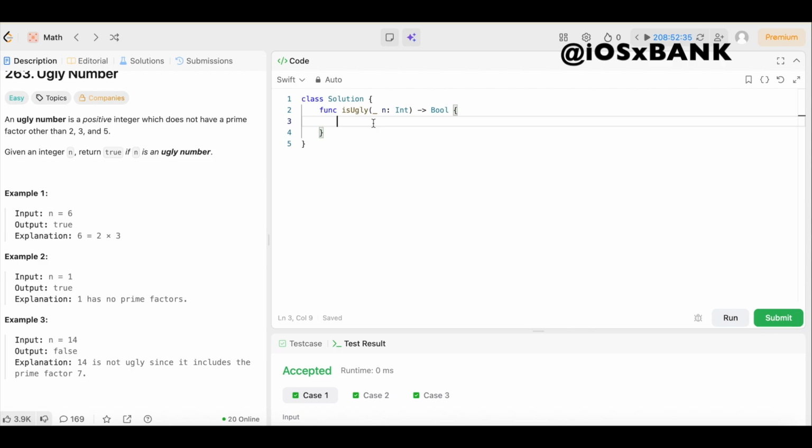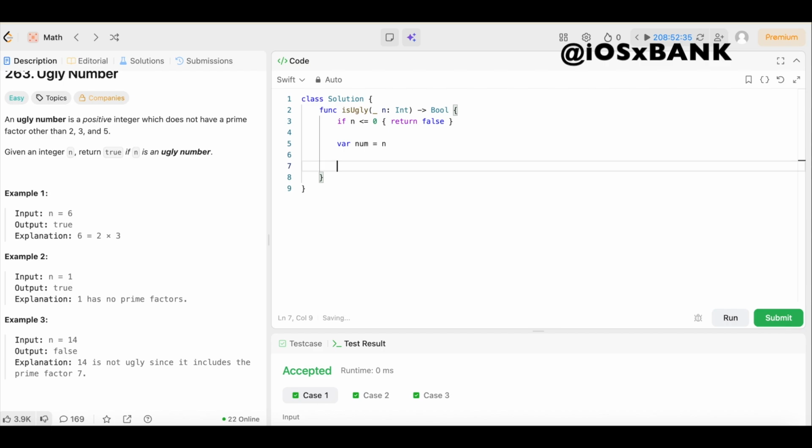First thing, ugly numbers must be positive. So 0 and negative numbers are not considered ugly. So we could just say if n is less than or equal to 0, we could just open up the brackets and return false right away. Boom. Then we need to make a mutable copy of the input since we'll repeatedly divide it. So we're going to declare a variable called num, and we'll set that equal to n.